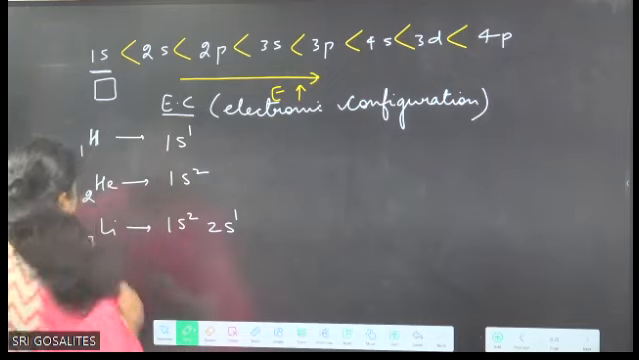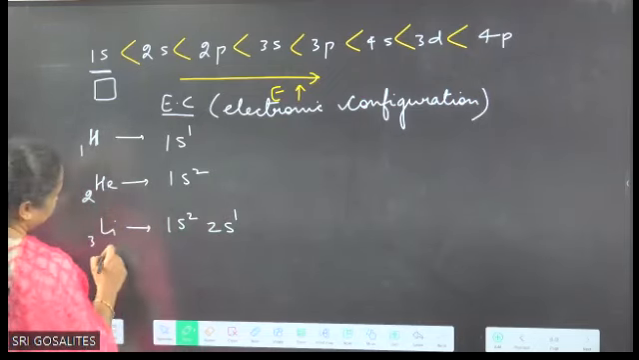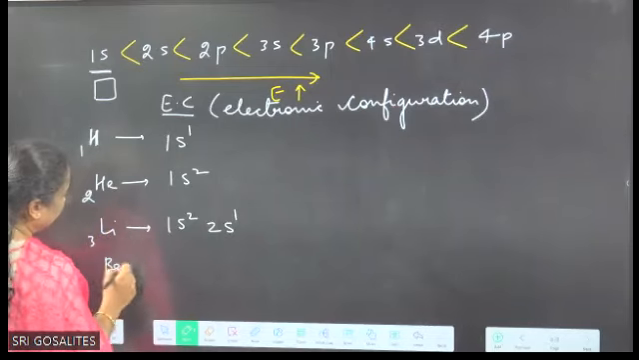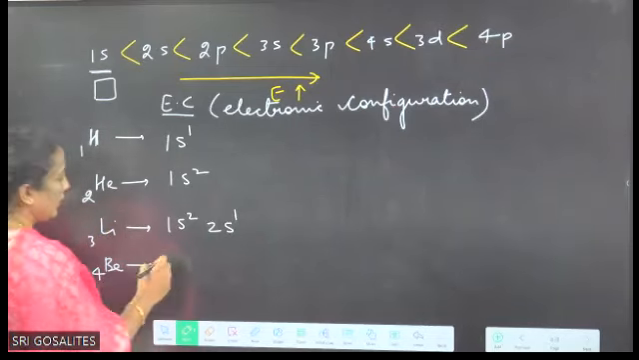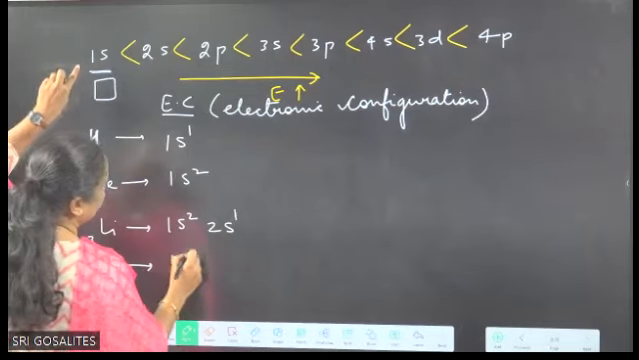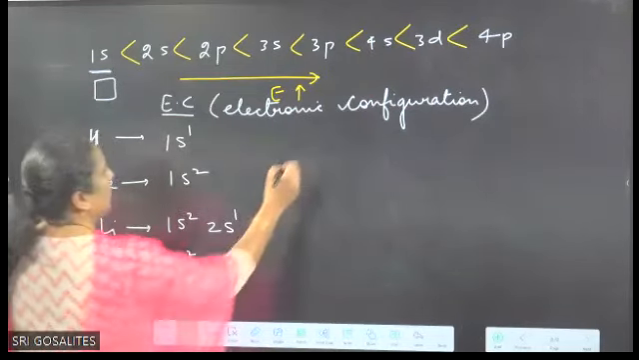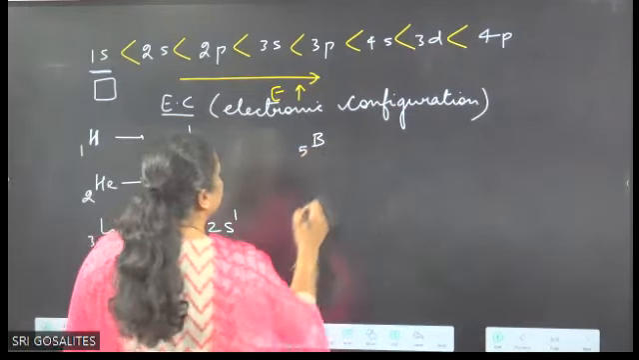Yes? Good. Now, next is beryllium. Beryllium is 4. So what will you be writing? 4 electrons means first 1s2, 2s2. Now you do one thing. I'm giving you some elements. Please write it.